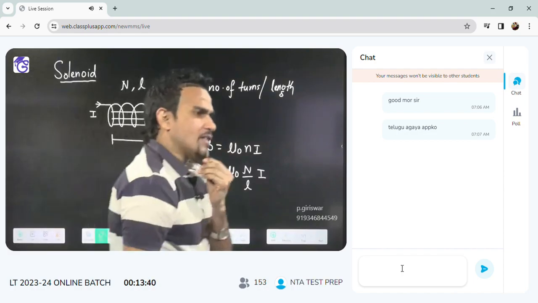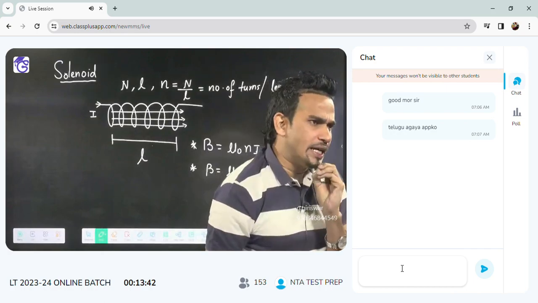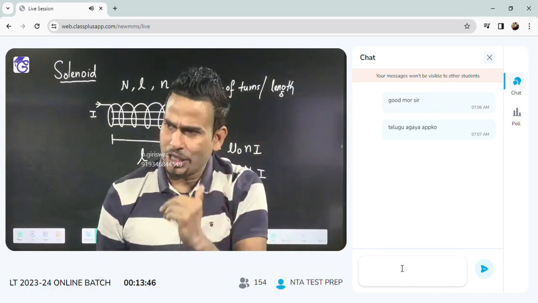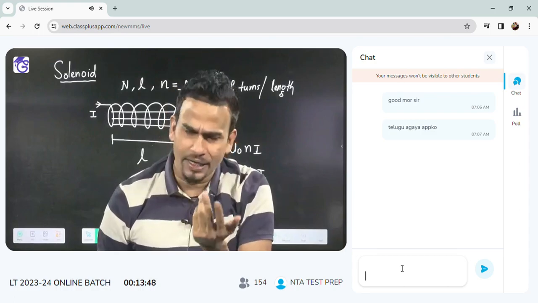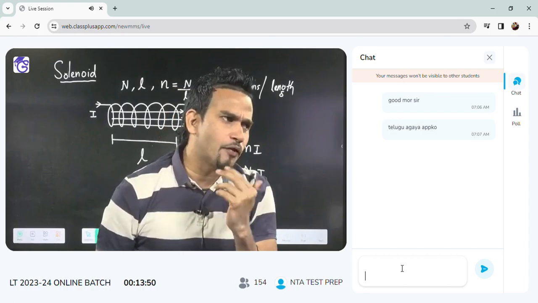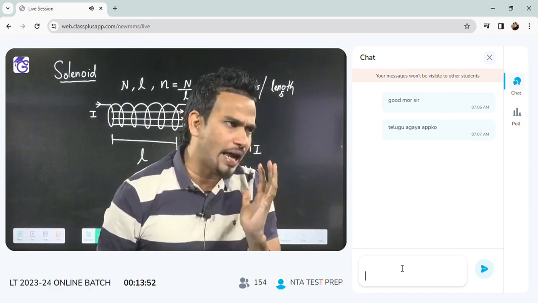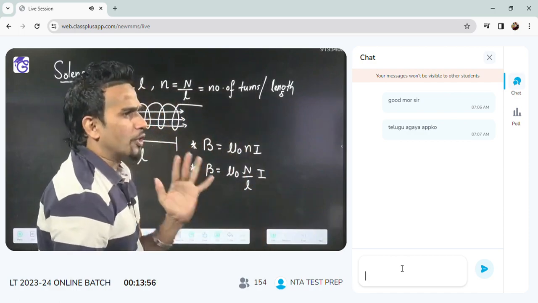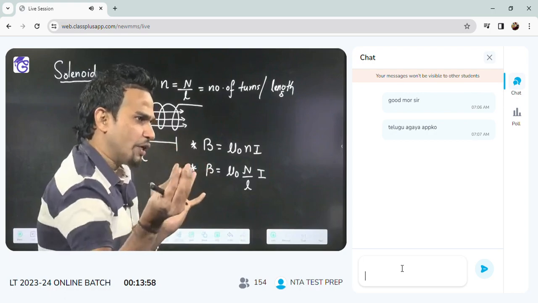And always, all the calculation must be done in the SI system. Sometimes they will give you per centimeter, or they will give you length in centimeter. You have to convert that length from centimeter to meter. All the calculation must be done in the SI system, then only your option will match in the NEET exam. I will give you one small question from here.